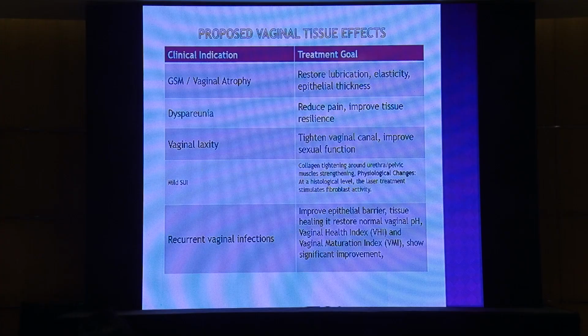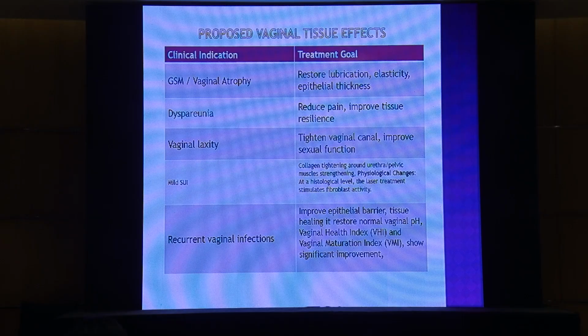So, the proposed vaginal tissue effects when we are using it in GSM or any other tissues are also in line with the changes that are happening in menopause and the reversal, as Mr. Narendra Malhotra has also indicated. So, there is GSM, there is vaginal atrophy, where it restores the lubrication, elasticity and the epithelial thickness too. Therefore, it's a great measure. Again, we are restoring the vaginal walls.